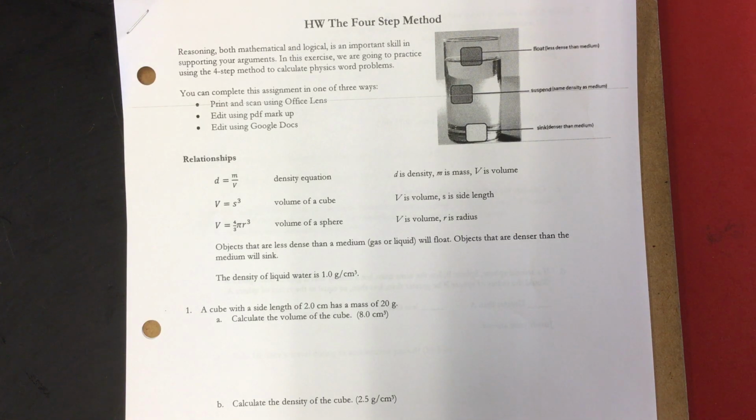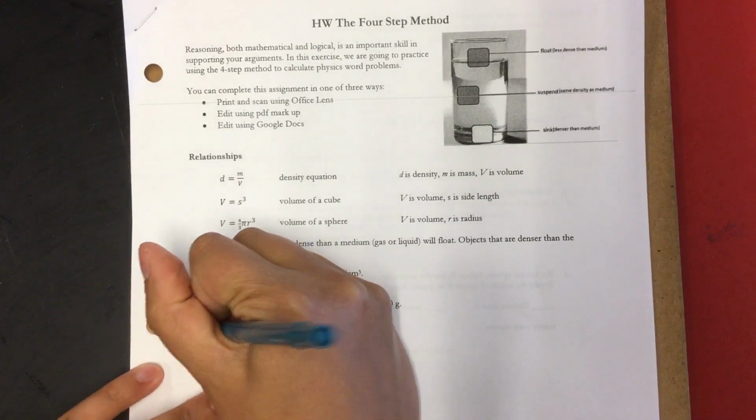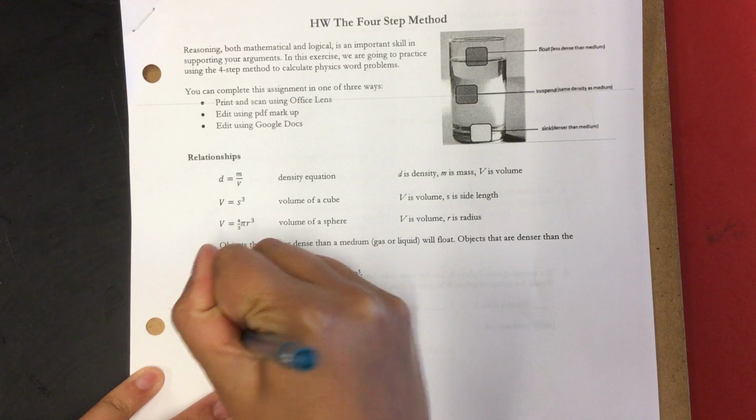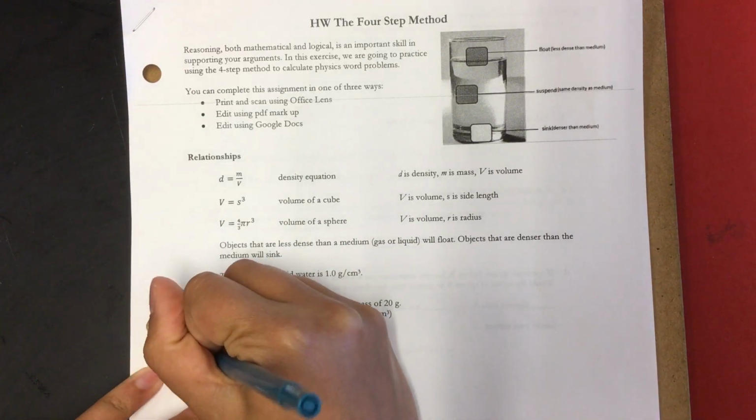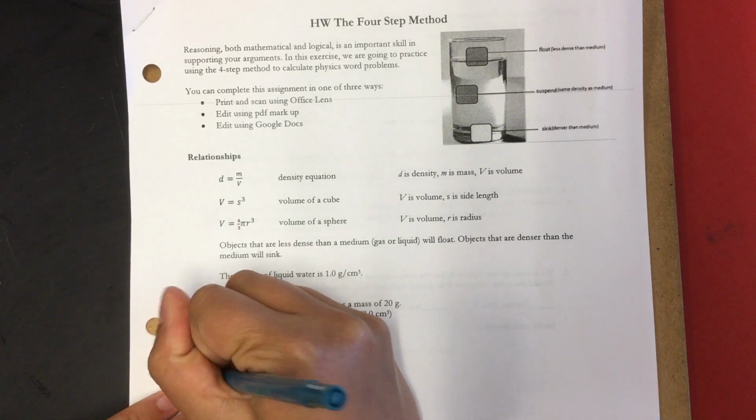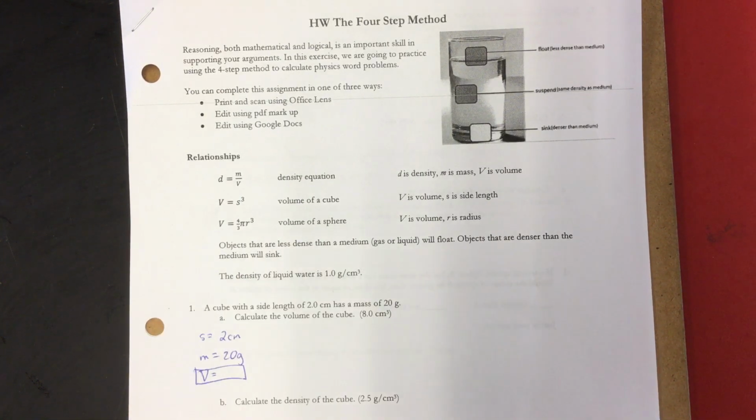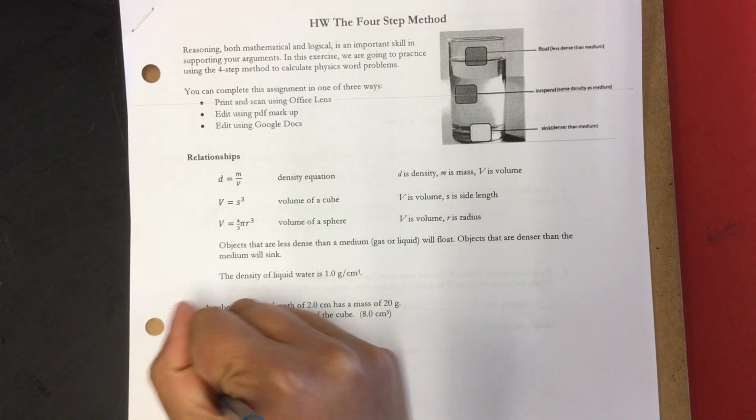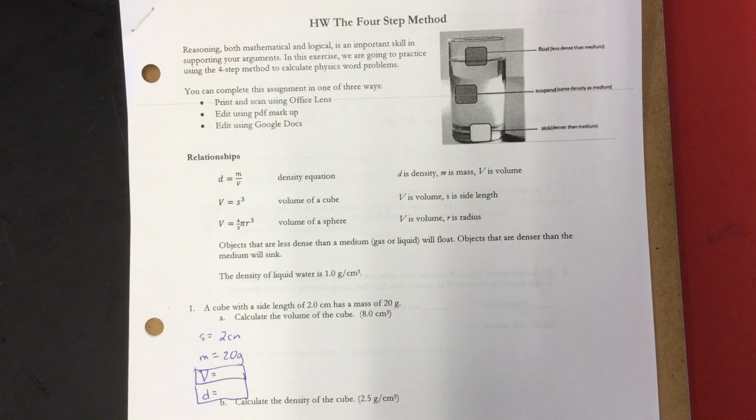This is the homework, the 4-step method. In problem 1a, I know the side length of the cube is 2 centimeters. I know the mass is 20 grams. And I'm trying to find the volume of this cube. So I would put a little box around V to find volume, and just a second later, I'm going to put a box around D because in the next part I'm going to solve for density.